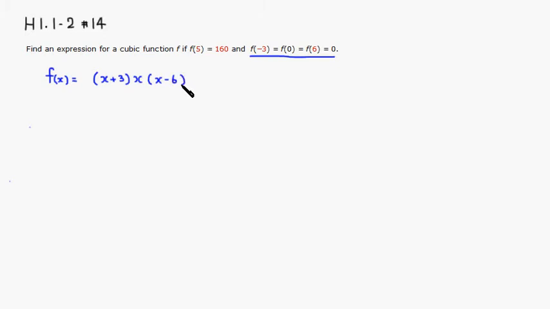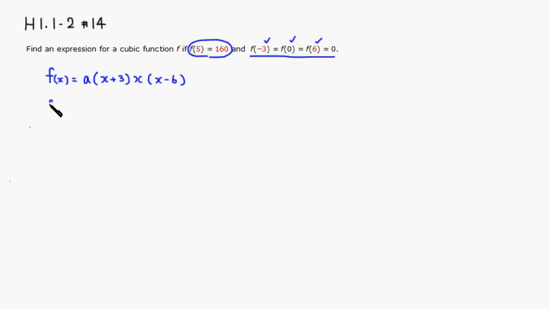But you notice that this might not be the right answer because it could be multiplied by a constant. So you could put an a in front, where a is just a constant that we need to find. We've used this condition, that condition, and that condition, so what's left is the last condition. We have to make sure that when x equals 5, the function value is 160. That will give you a clue to find the value of a.